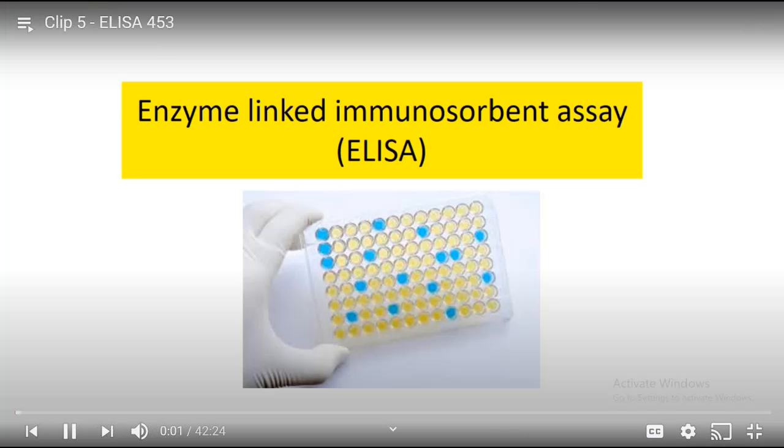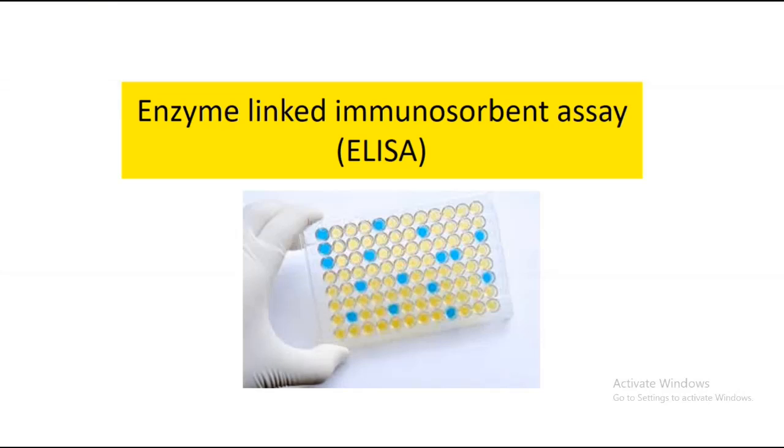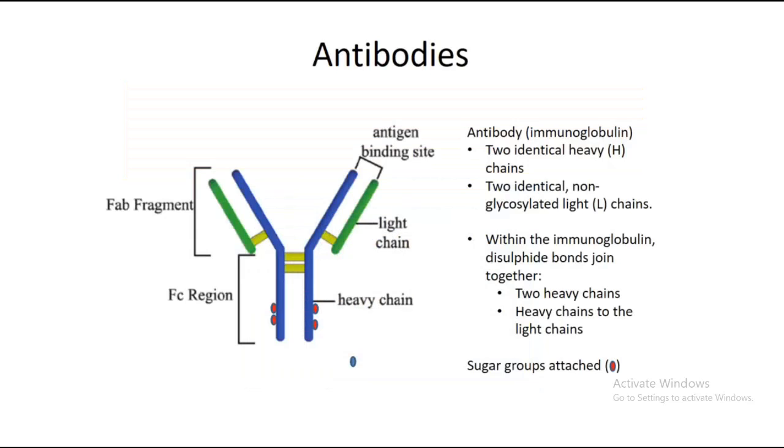Okay, folks, so we're going to talk about the enzyme-linked immunosorbent assay, also known as ELISA. ELISA generally takes place in a 96-well plate, and these plates contain 96 little holes or wells in the plate, so that you can measure 96 different independent reactions, as seen in the picture.